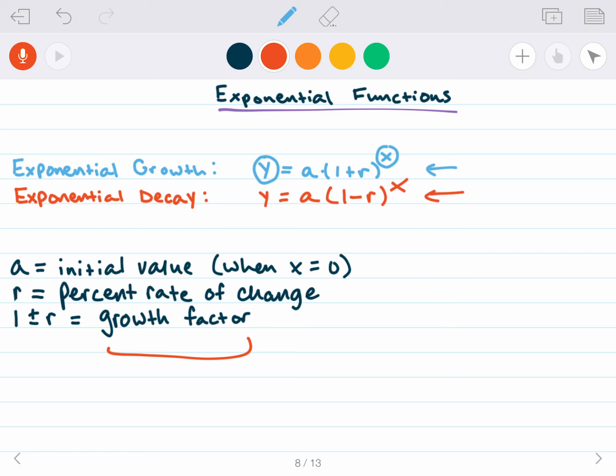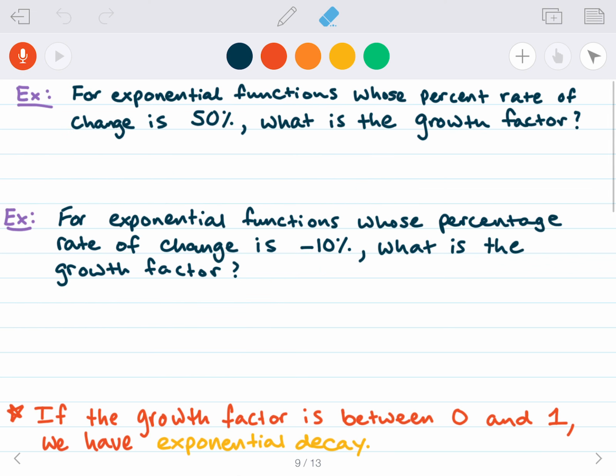Now we call it growth even if it's decay, because I don't know why, but 1 plus or minus r is called the growth factor. So either 1 plus r is going to be the growth factor if you're dealing with exponential growth, or 1 minus r is the growth factor if you're dealing with exponential decay. And we're going to do some examples now with that.